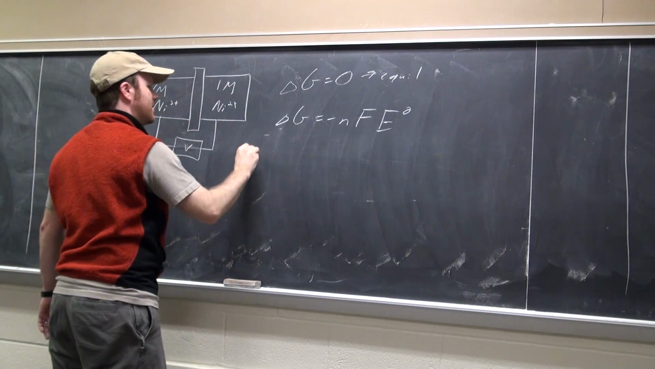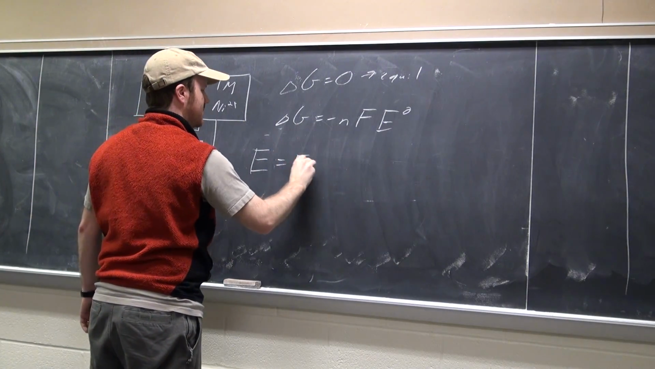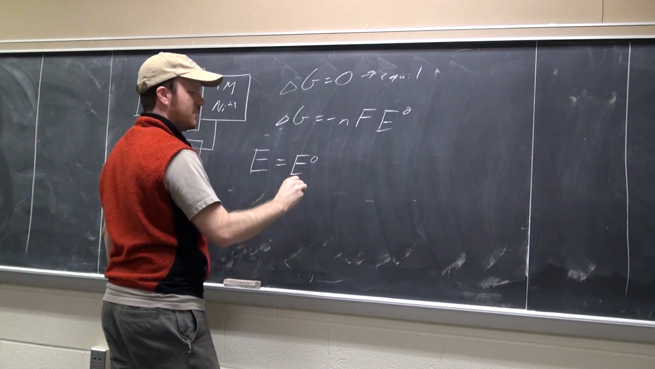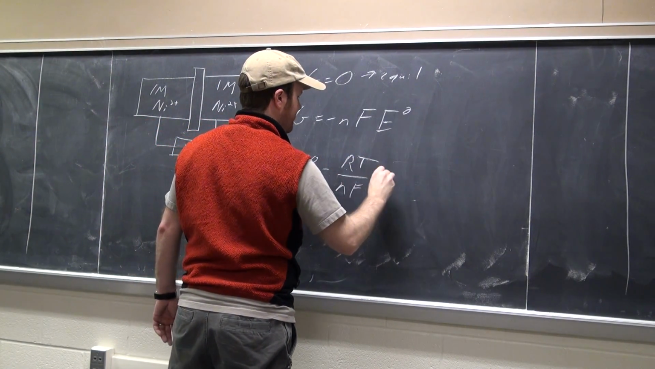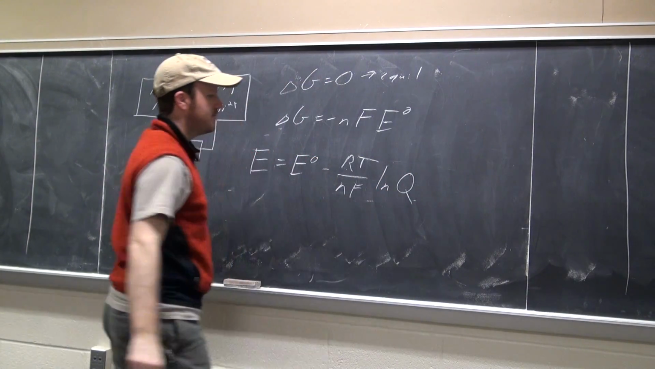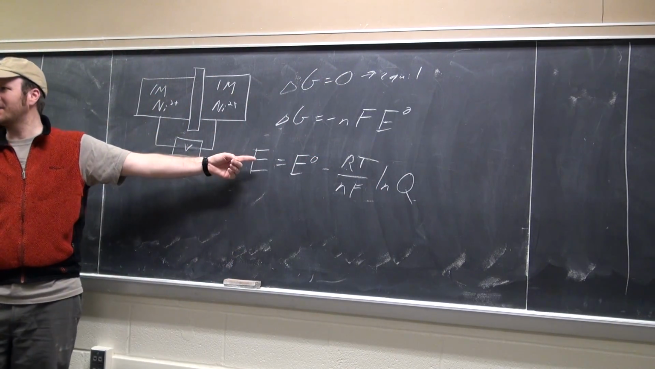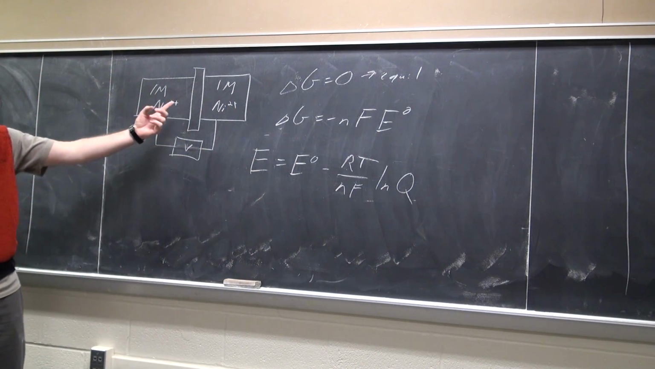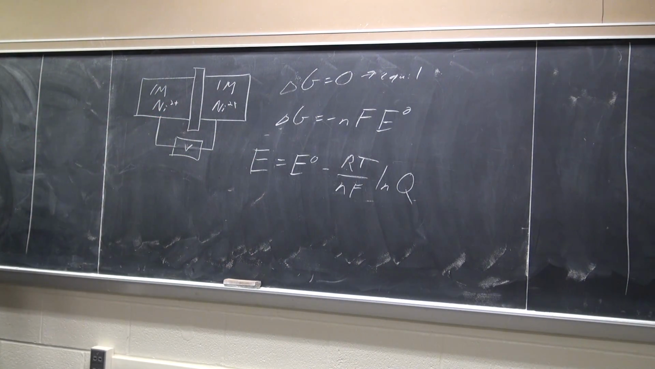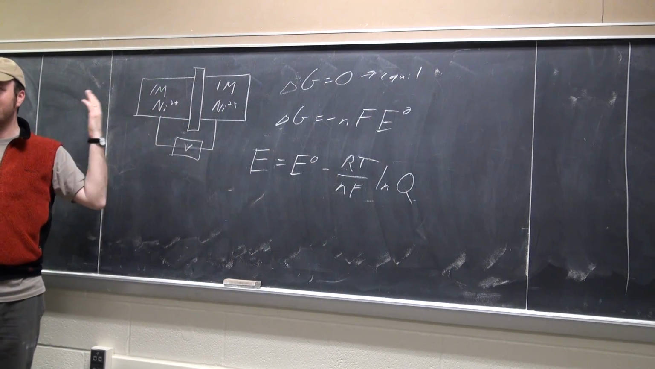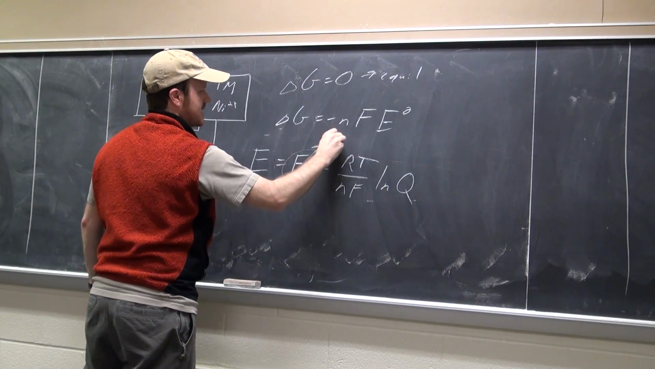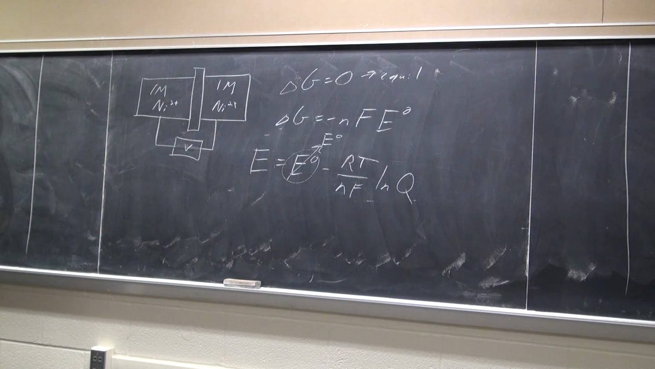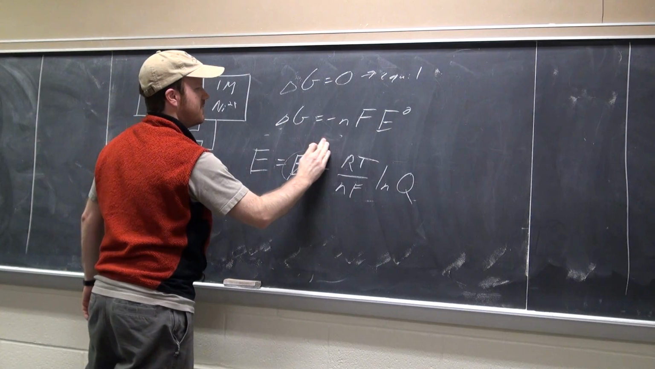We also have E equals E0 minus or plus? Minus RT over nF ln Q. What equation is this? Nernst equation. What's E0 for this cell? 0. We've got nickel on both sides, right? So there's no cell potential in this case, because it's the same reaction. Nickel 2 plus is going to go to nickel, or nickel's going to go to nickel 2 plus. Whoops. So this is 0.